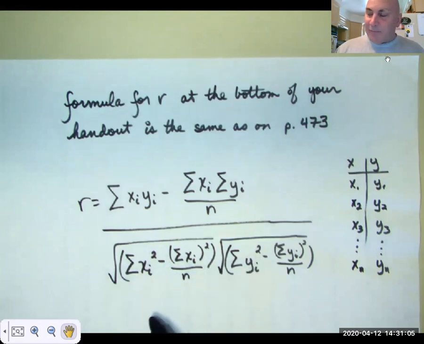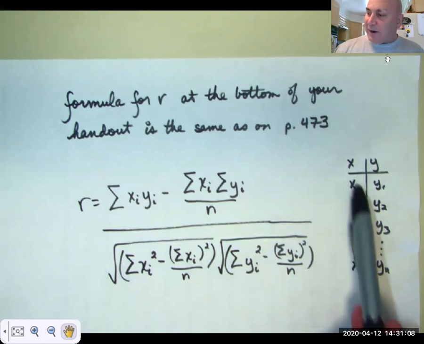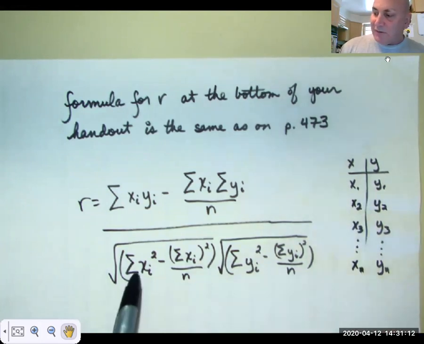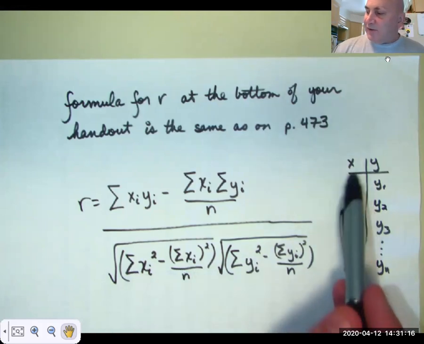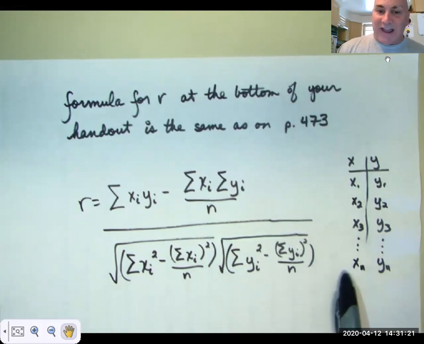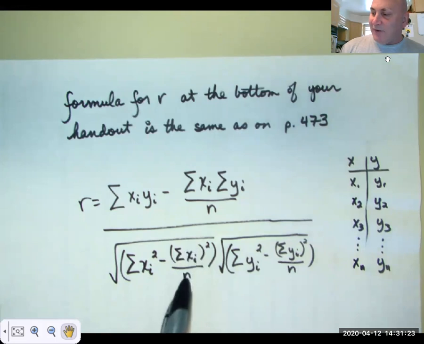We're going to take this squared plus this squared plus this squared all the way down to this squared. That's this number. We're going to take this plus this plus this plus this plus this all the way down to here, square that. That's this number, divide by n.